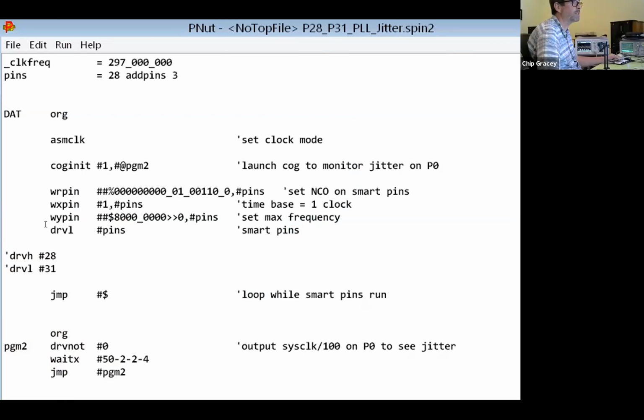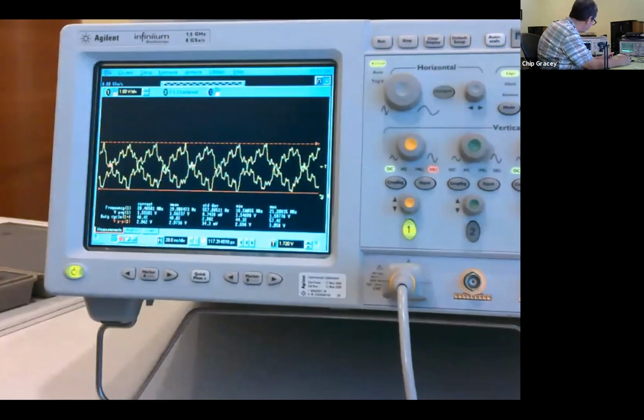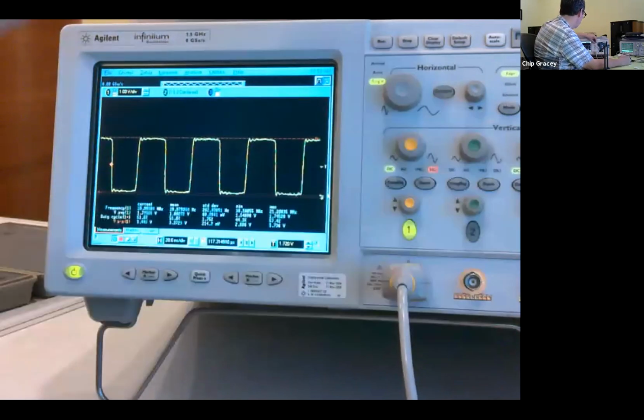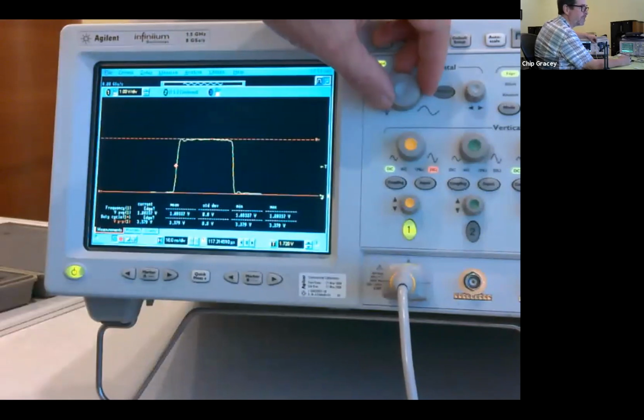What I'll do is I'll comment this out so that we don't turn on those smart pins. Run that, and now let's look at XI. We shouldn't see that ringing. Yeah, look. No more ringing. So what we were seeing was all the toggling of the adjacent pins that shared the power supply.